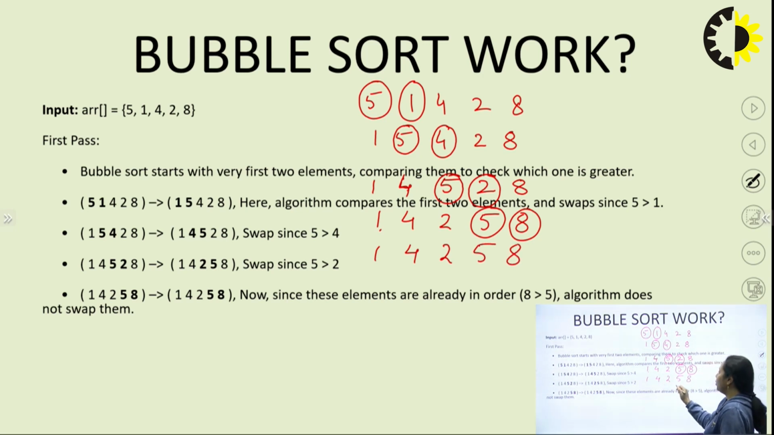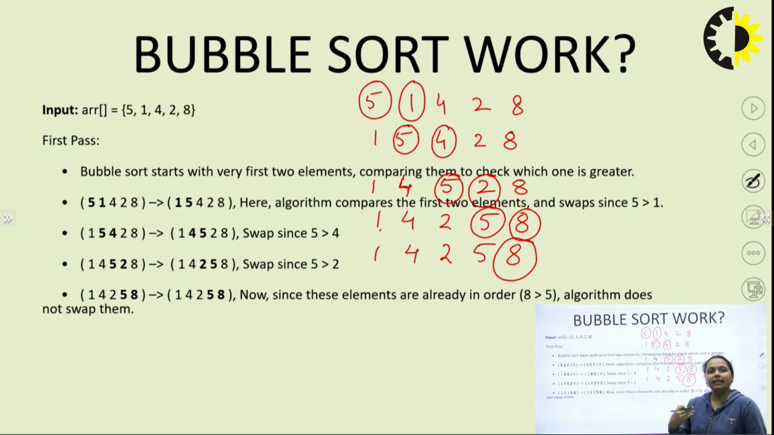That is 1, 4, 2, 5 and 8. This is your complete step 1. In step 1, what did we achieve? We achieved the maximum element at its correct position. So here 8 is at its correct place now.